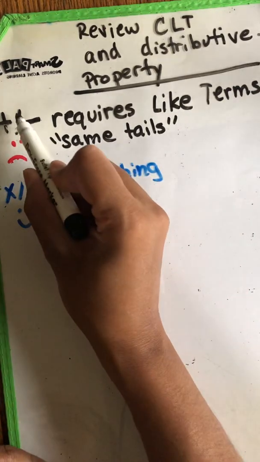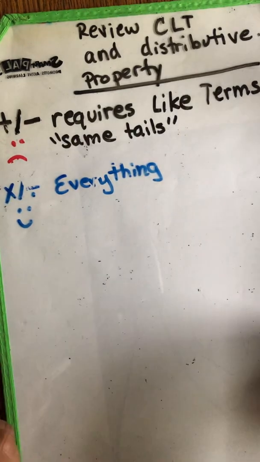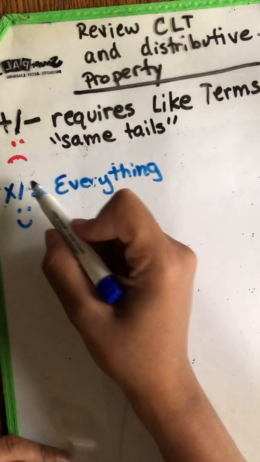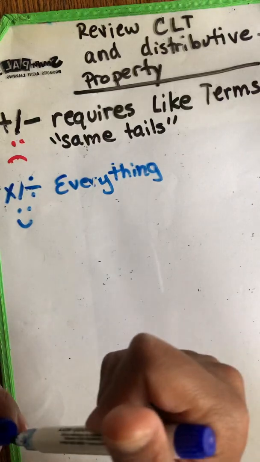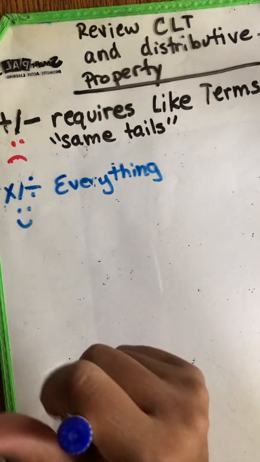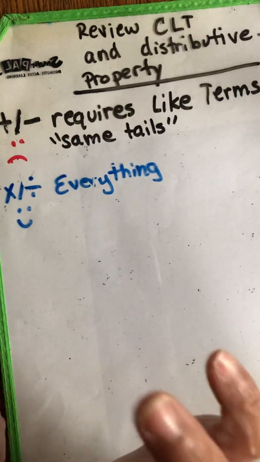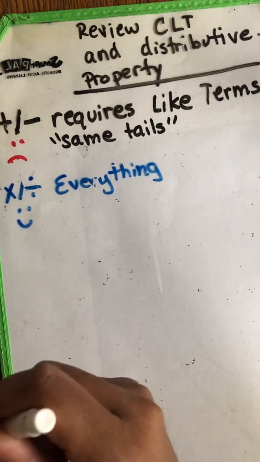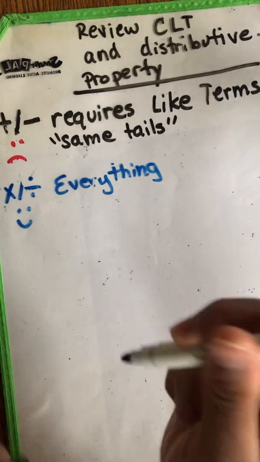Adding and subtracting, even though it's easier than multiplying and dividing, are not very friendly. Whereas with multiplying and dividing, you're allowed to multiply and divide everything. They're actually exceptionally friendly. So with adding and subtracting, you can only combine terms that look like them. Multiplying and dividing, you're allowed to do whatever you want. So we're going to go through some examples.